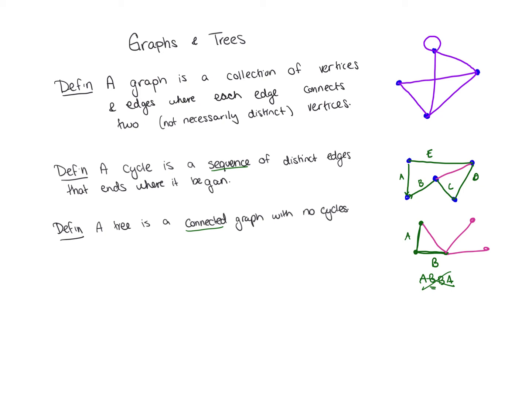But we can also say, what does it look like to have a graph that has no cycles? A graph that has no cycles is called a tree. So I can draw an example here of a tree. That's just a graph that has no cycles. And in fact, it's a connected graph that has no cycles.